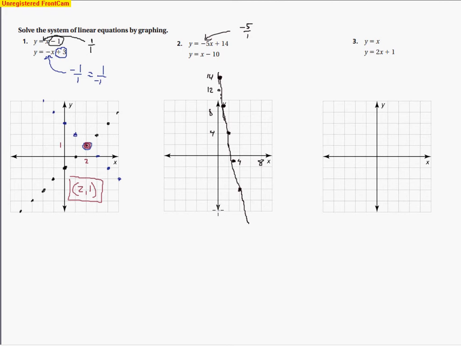Now I can fit that on this line. It's going to start right there. And then the slope is 1 to 1. So I'm looking at this number in front of x, and it's just 1. So it's 1 over 1. So I'm going up 1, and then over 1, up 1, over 1.